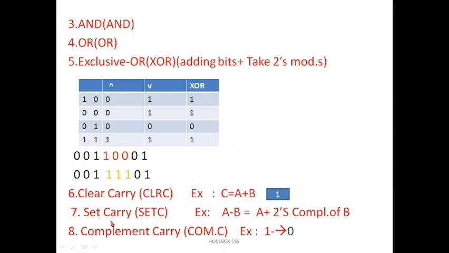Set carry is quite the opposite of clear carry. That means if any carry comes, you have to take care of it and carry it to the next operation. Suppose you execute the operation the next time, you follow this carry, whether 1 comes or whatever. Let's say an example: I want to find the value of A minus B. If you go for set carry, you have to think about negation, that is, a minus number. In digital terms, A minus B means A plus the 2's complement of B.